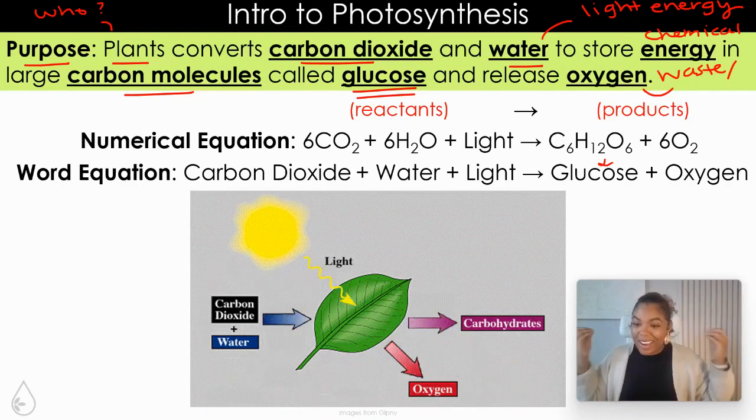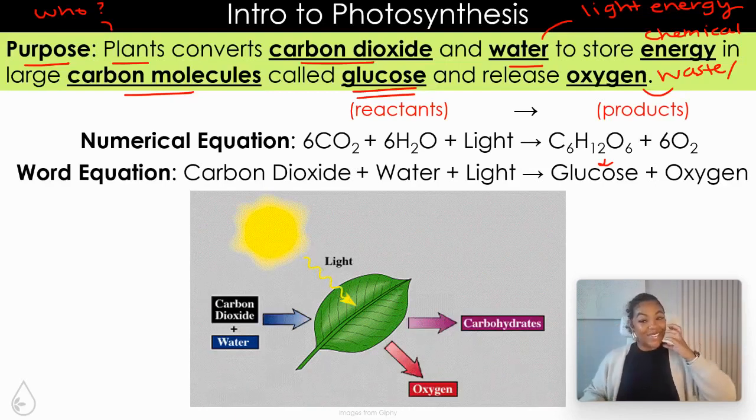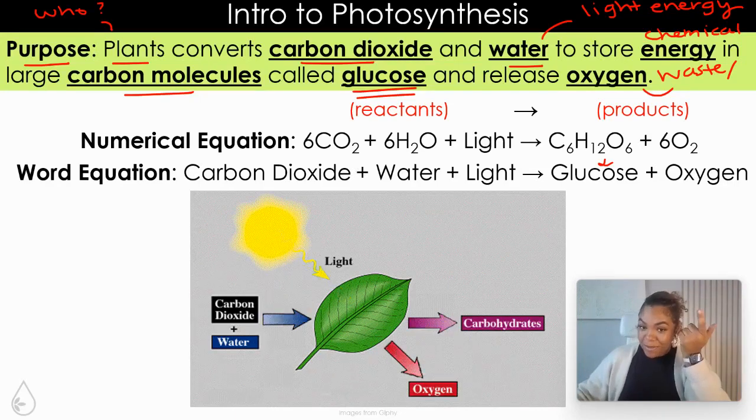Cringe with me for a moment and let's go ahead and dive into it. 6 CO2, 6 H2O, sunlight always coming through the door. C6H12O6 and 6O2.